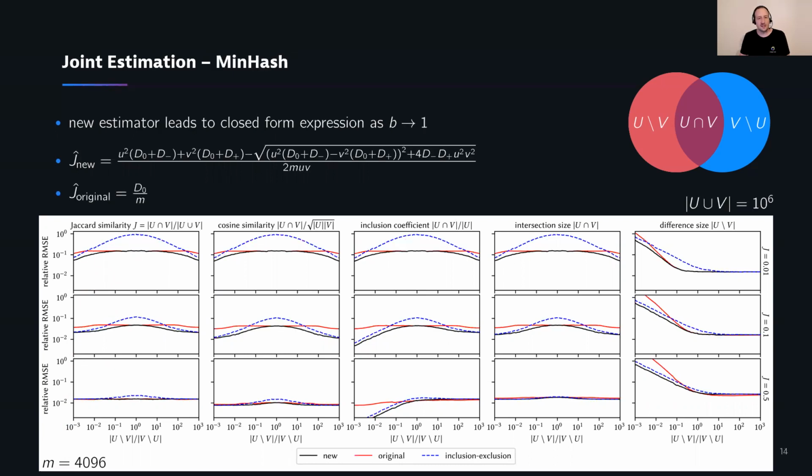We have shown that SetSketch with base close to 1 is similar to MinHash. For this special case, it turned out that the maximum likelihood estimator can be explicitly expressed, like shown here, and outperforms the original MinHash estimator, which was not optimal, as it even performed worse than the inclusion-exclusion principle in some cases, as you can see here.